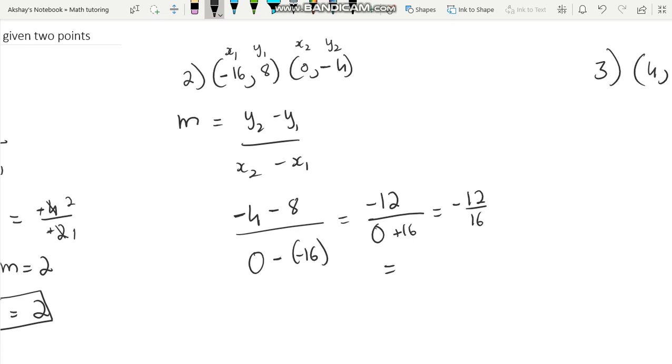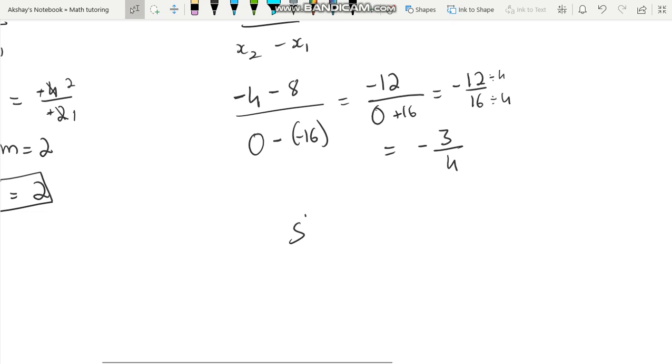Of course, I can simplify this further. I can divide both numerator and denominator by 4, which leaves me with negative 3 divided by 4. 12 divided by 4 is 3. 16 divided by 4 is 4. Hence, my slope is equal to negative 3 over 4.